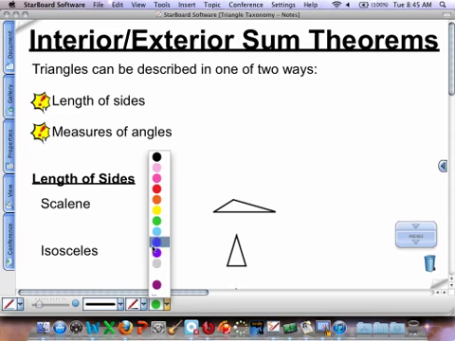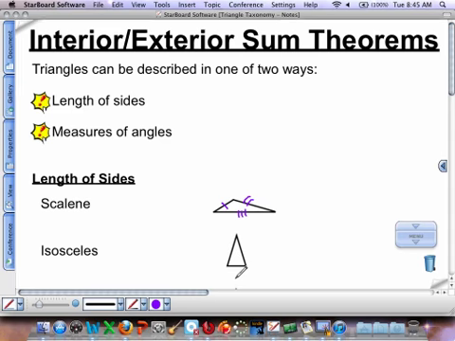All right, you were asked to see if there was any connection between the side lengths for scalene. What did you guys find out about the scalene triangles? Yeah, all three sides are different. And that's the general statement. So a scalene triangle, all three sides are different. That's all that means to be scalene. All three sides are going to be different. What about for isosceles?